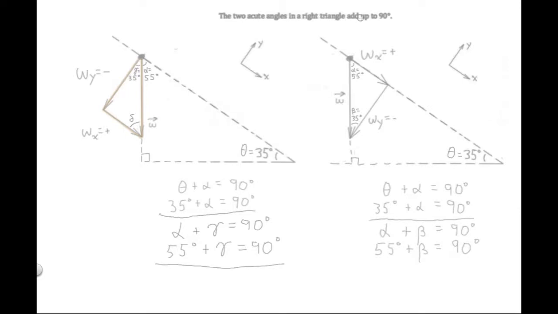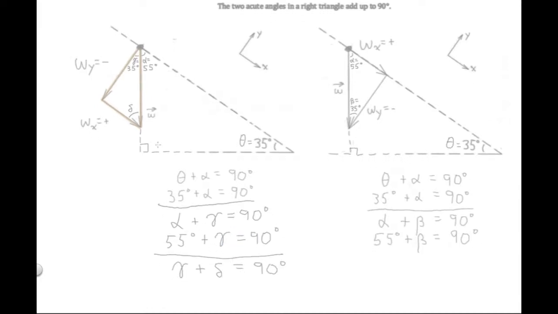Remember that the acute angles in a right triangle add up to 90 degrees. That means that gamma plus delta should add up to 90 degrees. And we know that our gamma we figured out is 35 degrees. So clearly delta will be 90 minus 35.